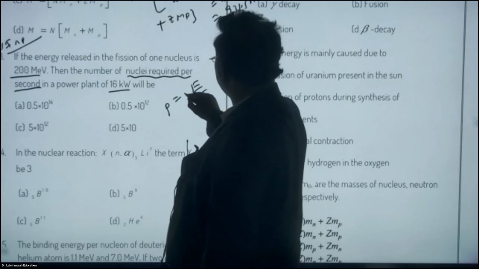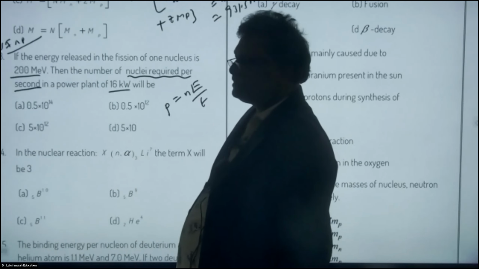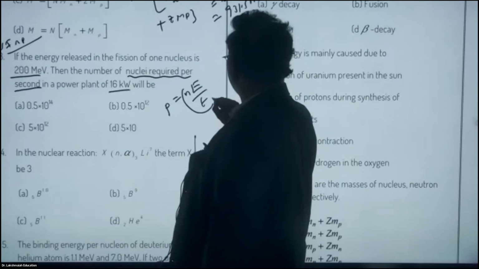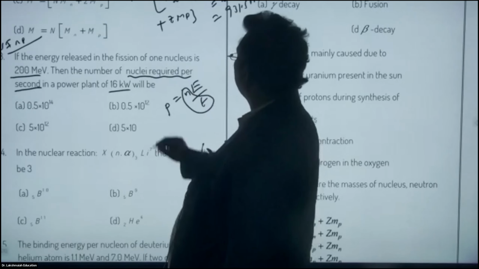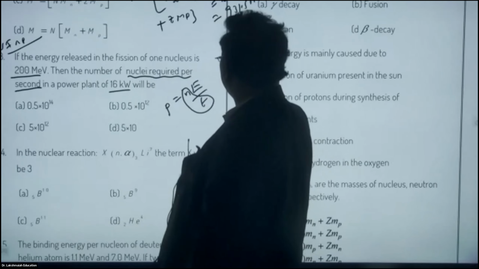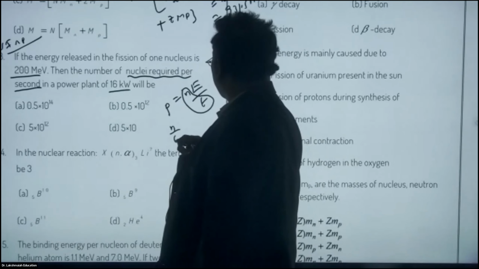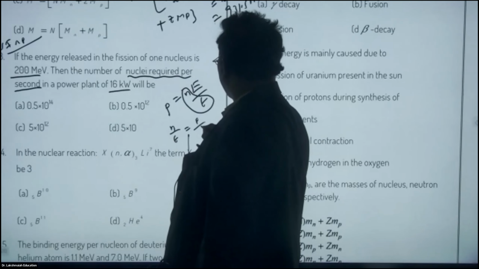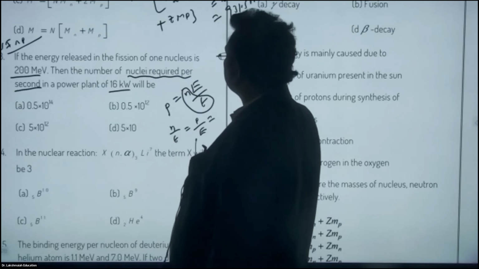Energy by time, with the number of nuclei. So they are asking you N by T, the number of nuclei required per second. Therefore N divided by T is equal to P by E. P by E. You do it, please.